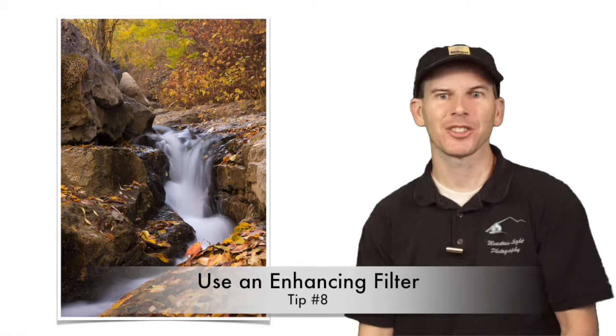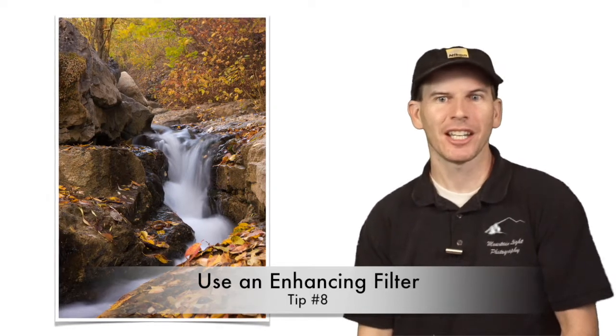Tip number 8 is to use enhancing filters. Enhancing filters are my favorite fall filter. These filters enhance the reds, yellows, and oranges in your scene. It's like Photoshop in a filter. Be sure to set your white balance to the appropriate preset such as daylight, cloudy, or set a custom white balance without the filter attached. Otherwise, your camera's auto white balance may try to correct the enhanced colors.